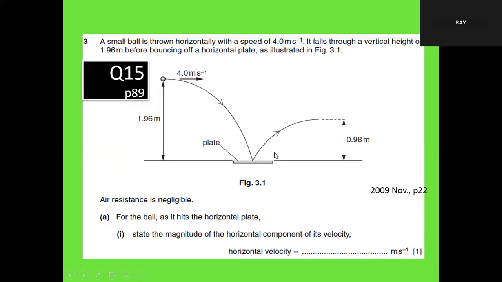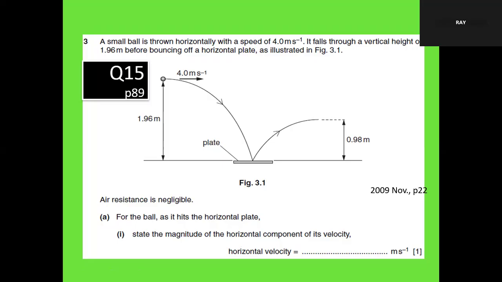That's a plate. Air resistance is negligible. For the ball, as it hits the horizontal plate, state the magnitude of the horizontal component of velocity. What's the horizontal component of velocity when it hits the plate? 4.5?